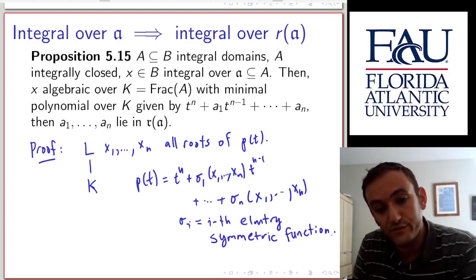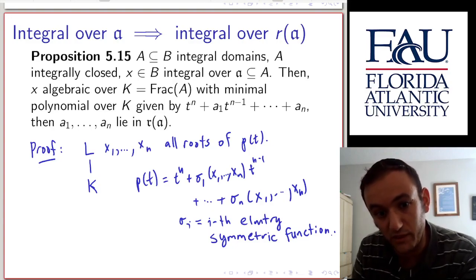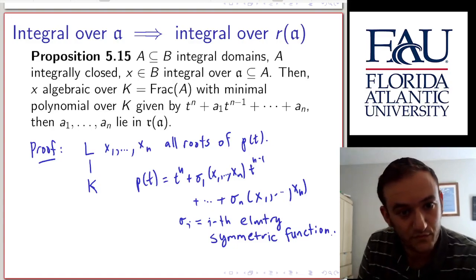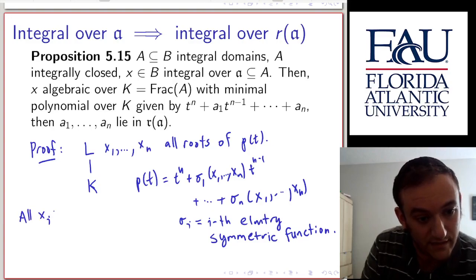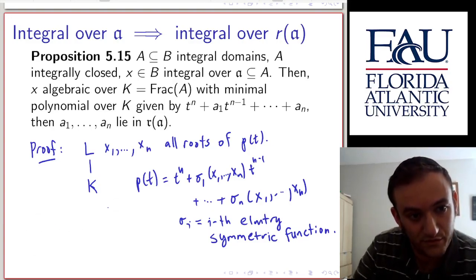Okay, so all of these xi's are solutions to this monic polynomial. So that means that they're all integral over A. Okay, so the xi's are integral. Now let's go to a new slide.